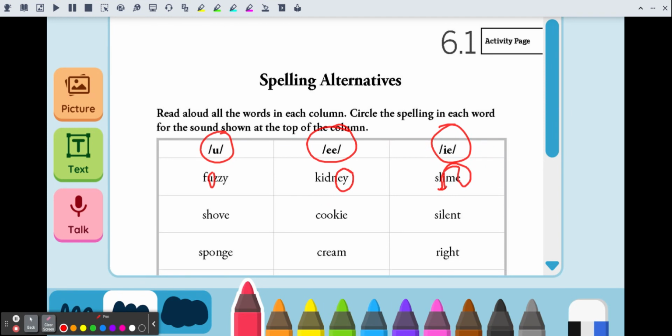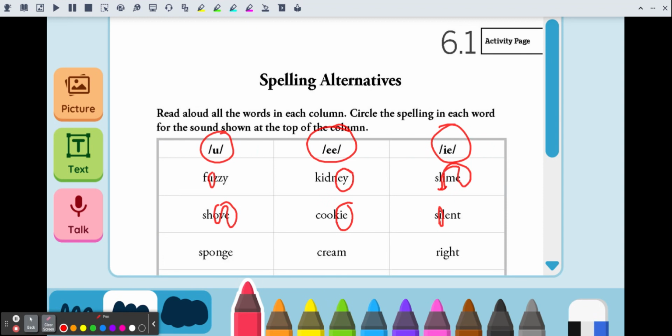All right, let's go back to O. We have shove. O was saying O, consonant E. E was saying E and cookie. Oh yeah, the I-E. And then we have I was saying I in silent, just the I, not that E, silent. Oh yeah, that's a two syllable word, silent. So that E, second E is saying eh.